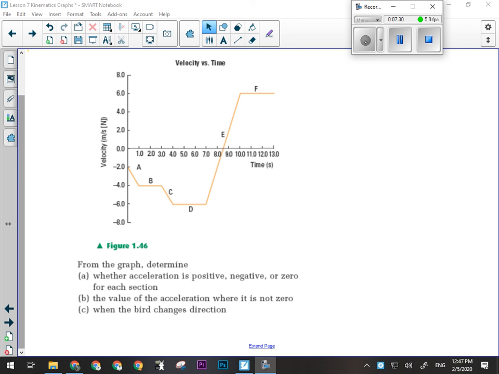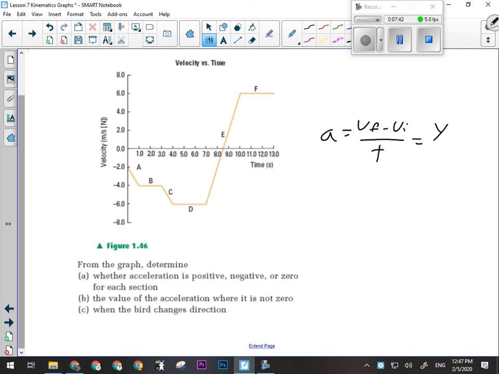Now, the second part is they want to calculate the value of the acceleration where it is not 0. Well, we just reviewed that we have a formula that calculates acceleration. And remember, we saw yesterday that that's actually a slope calculation from this graph, because we have velocity on the y-axis and time on the x-axis. So really, what we're doing is calculating the slopes of all these diagonal lines on the graph. Everybody okay with that idea?